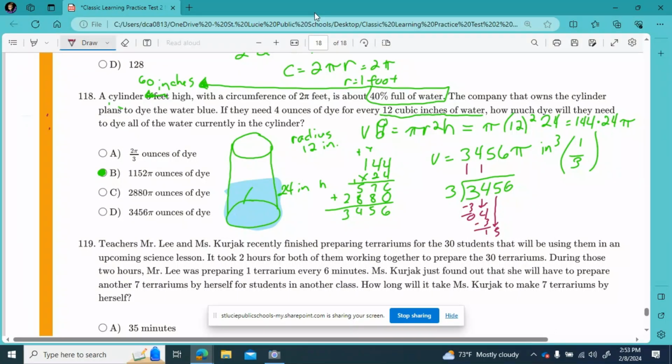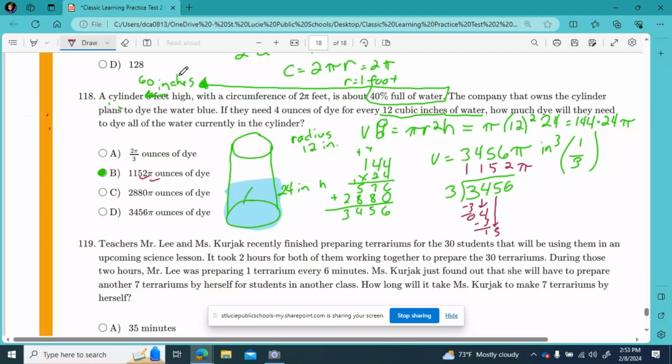Divide, multiply, subtract. Bring it down. 3 goes into 15 5 times. Look at that. It's looking perfect. 5 times 3 is 15. And then 3 goes into 6 an even 2 times. And look at that. We've got our answer double checked.